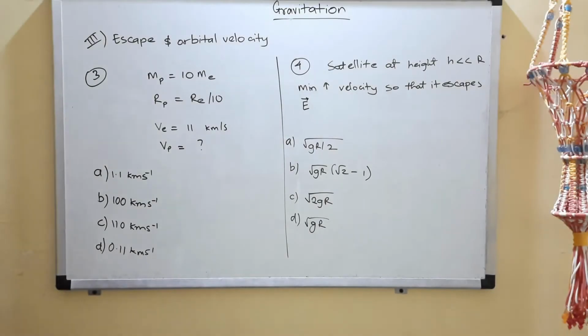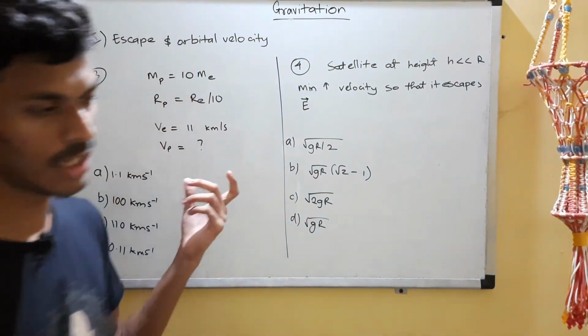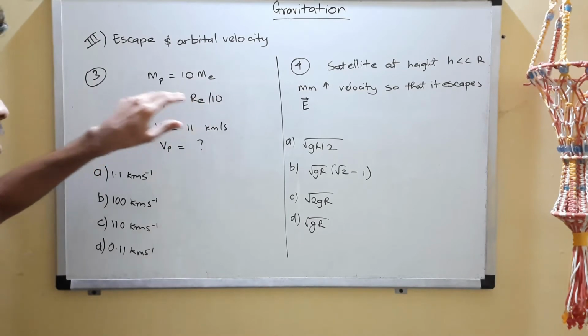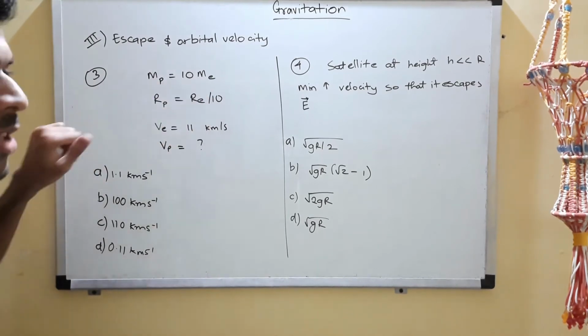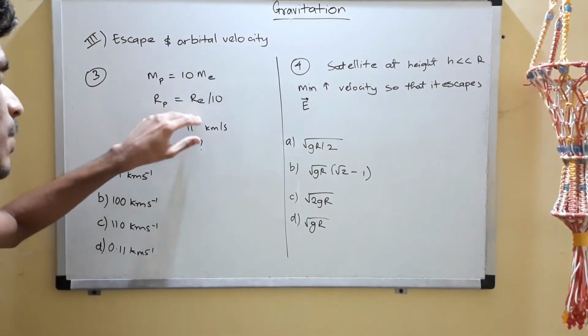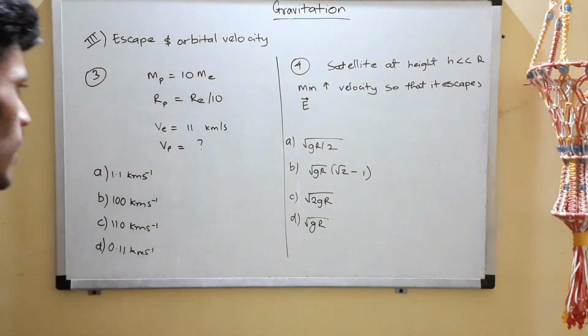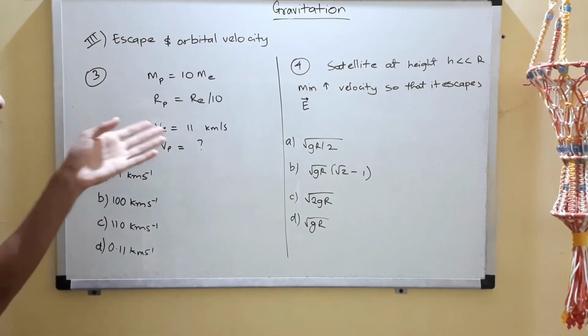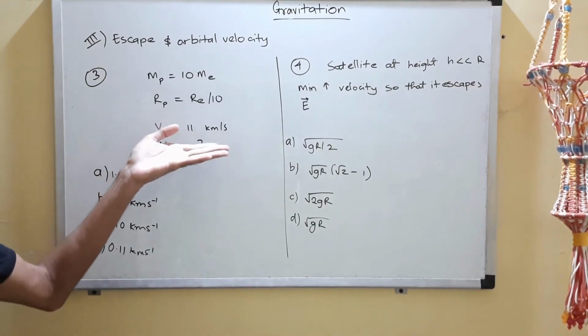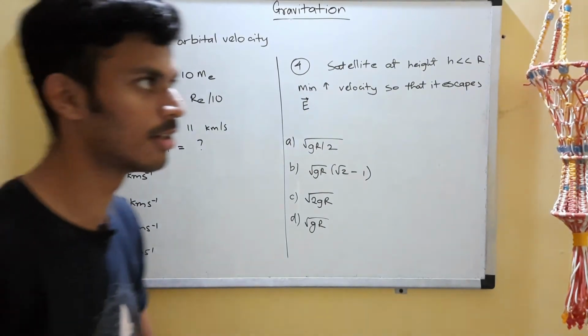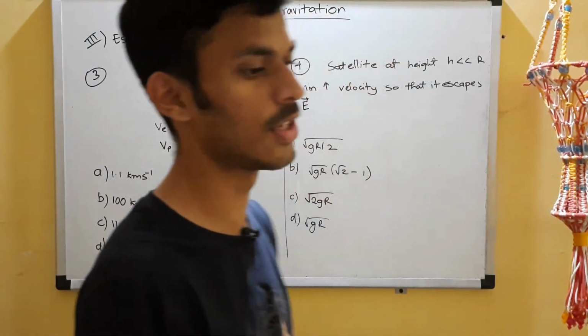So question 3 and 4 over here. In question 3, we are told that we have a planet which is 10 times heavier than Earth. So mass of that planet is 10 times the mass of the Earth. Also the radius of that planet is given to be 1/10 of the radius of Earth. And it is told that the escape velocity on Earth from the surface is given as 11 kilometers per second. You are supposed to tell what will be the escape velocity from the surface of that planet.